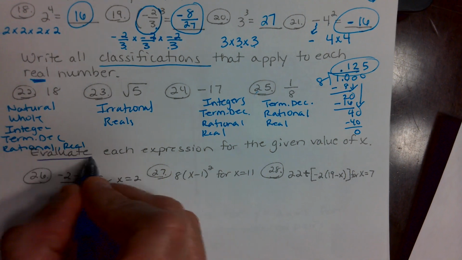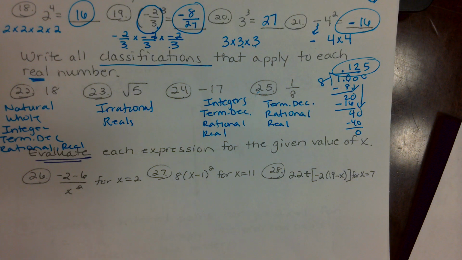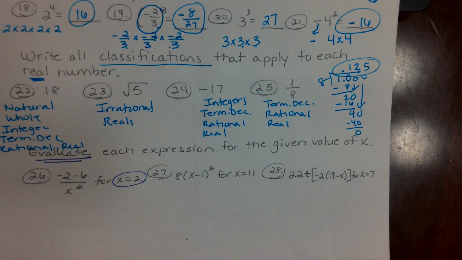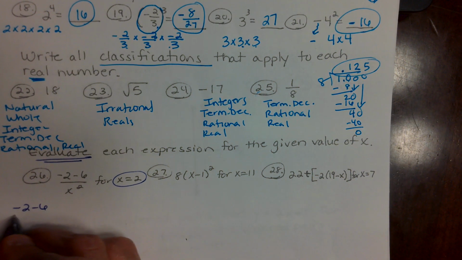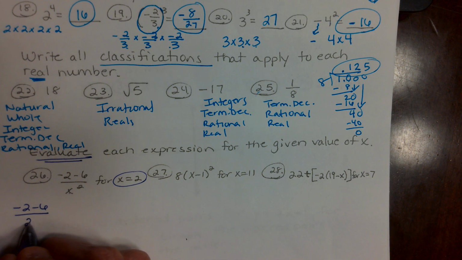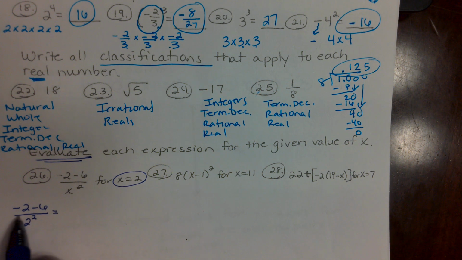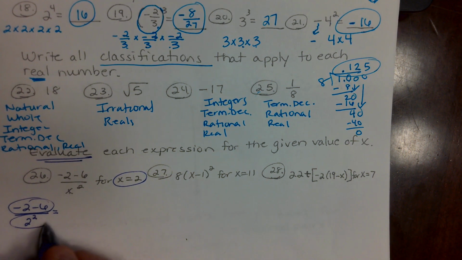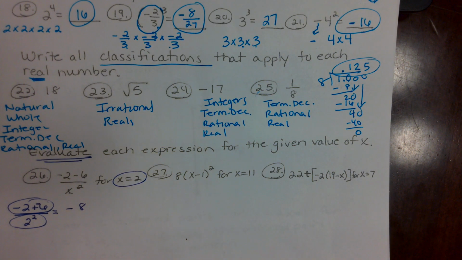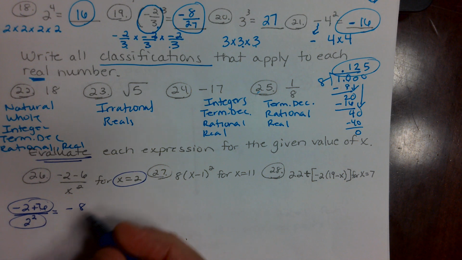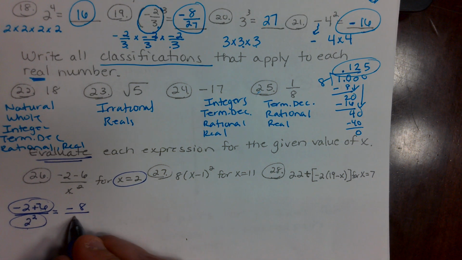Evaluate each expression for the given value of x. Okay, so they give you the x. You got to plug it in and do your order of operations right. Honestly, that's it. So let's do it. -2 minus 6 over the x raised to the second power. Remember when you have a fraction bar, you got to do the top and then the bottom and then you divide. So it's -8 because subtracting is the same as adding the opposite. So I've got two negatives, I combine them, I get a -8 over 2 times 2 is 4.